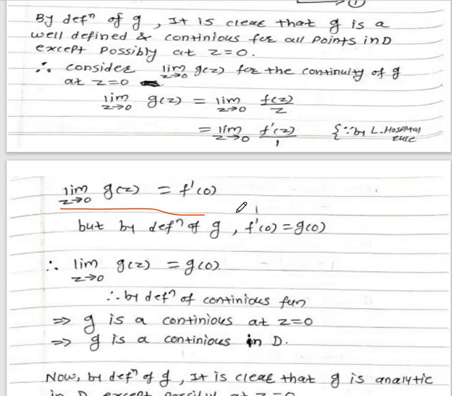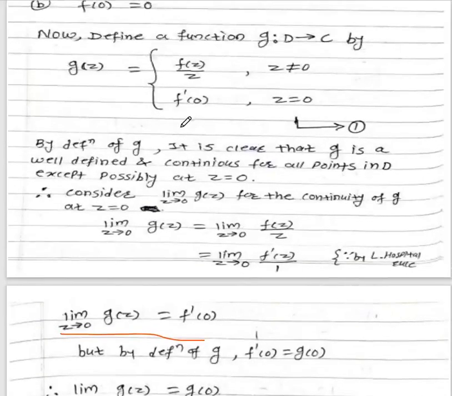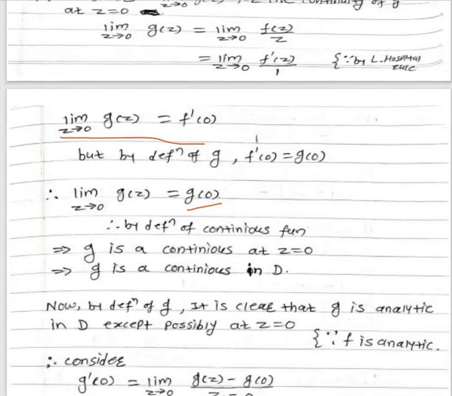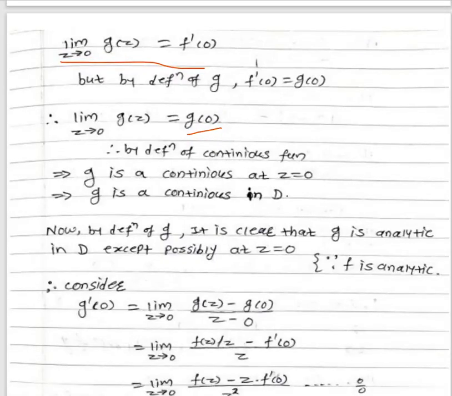But by the definition of g, f dash of 0 equal to g of 0, at z equal to 0. Therefore limit z tends to 0 g of z equal to g of 0. So by the definition of a continuous function, g is continuous at z equal to 0. Since z is any point, we can say that g is also continuous in the region D.